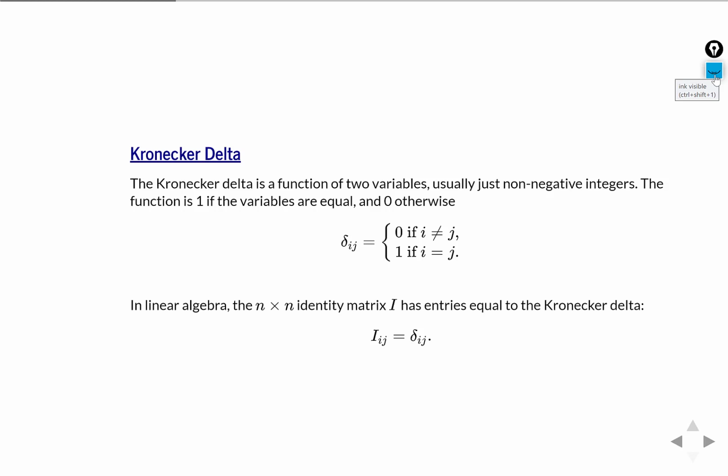In linear algebra, the notation we can use for the identity matrix is that the ijth entry of the matrix equals delta_ij. We can easily see that if i equals j, that entry of the identity matrix is 1, otherwise it takes 0.